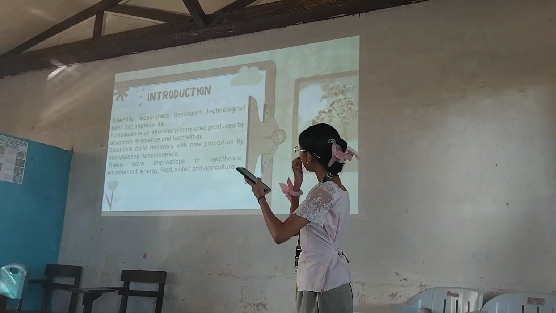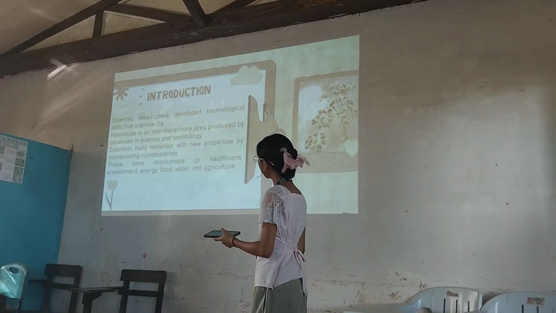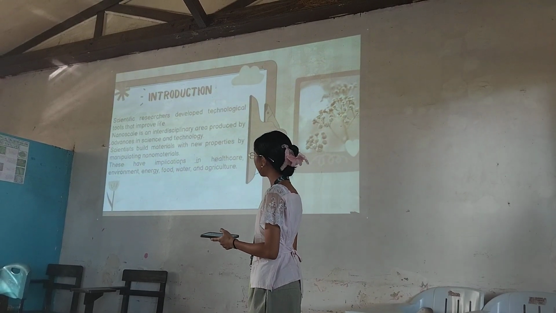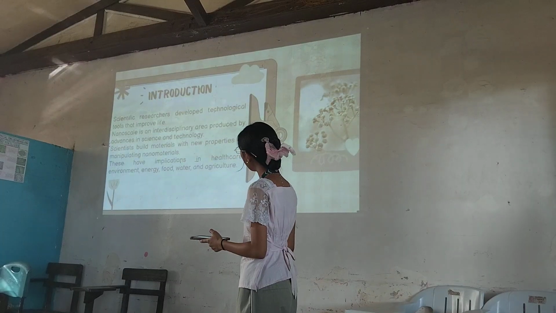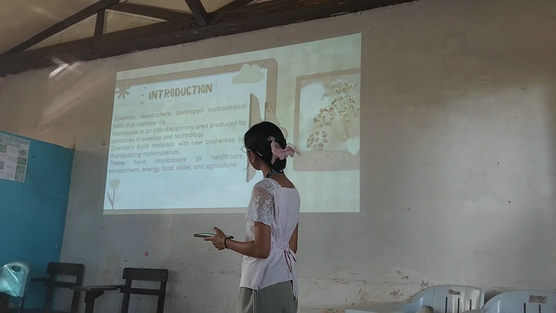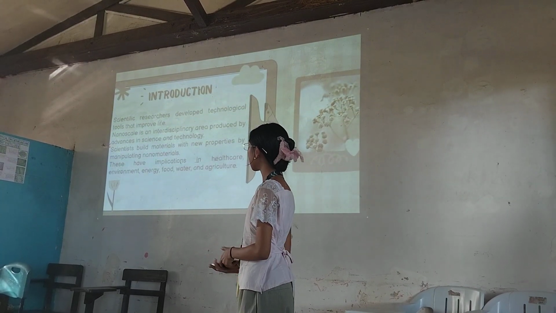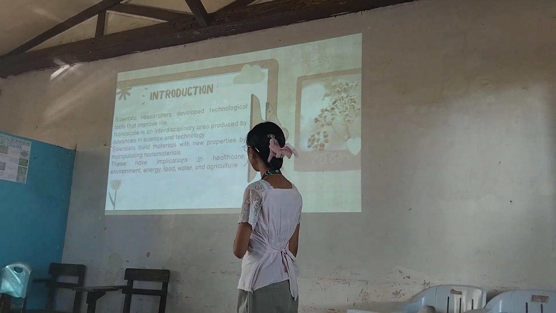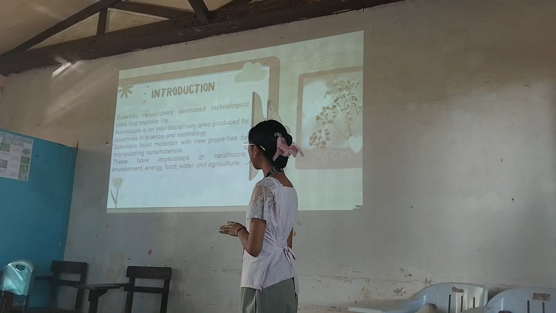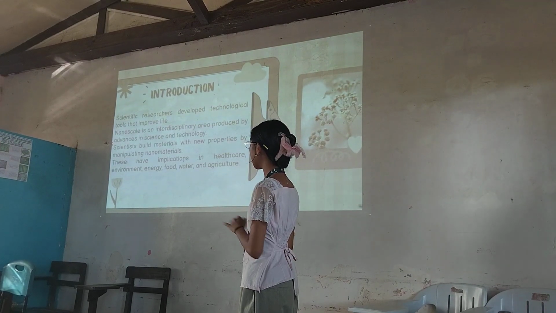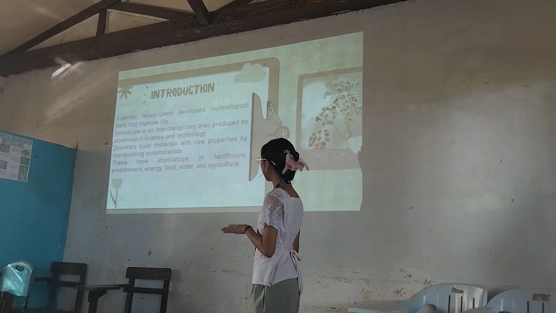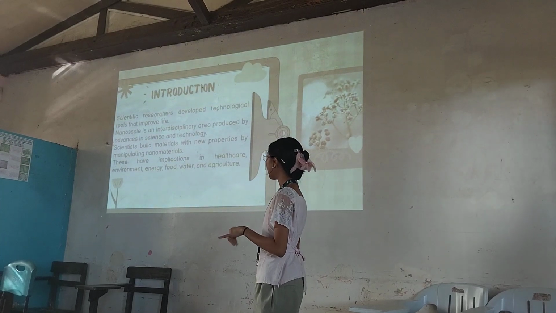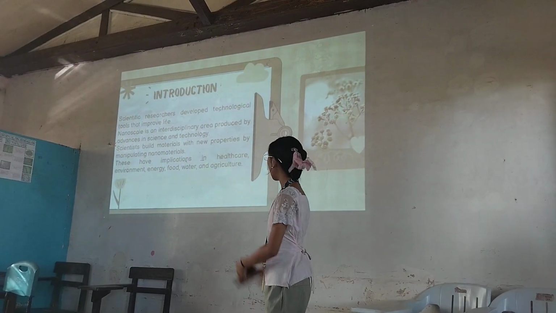So let's have the introduction. Scientific researchers develop technology tools that improve life. Nanoscale science is an interdisciplinary area produced by advances in science and technology. Scientists build materials with new properties by manipulating nanomaterials. These have implications in healthcare, environment, energy, food, water, and agriculture.